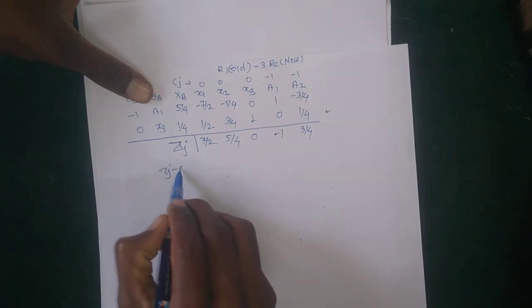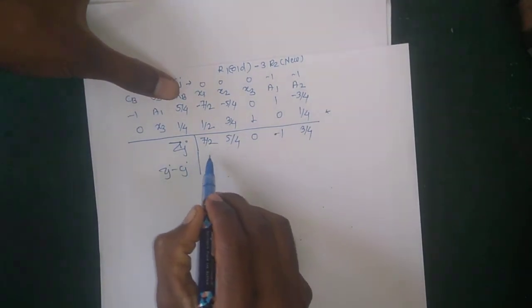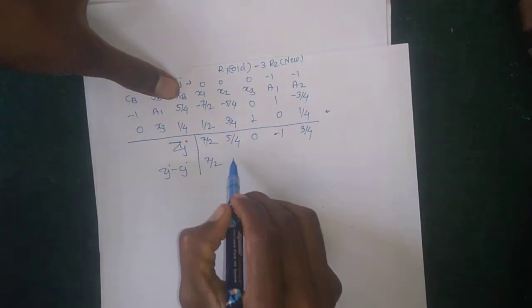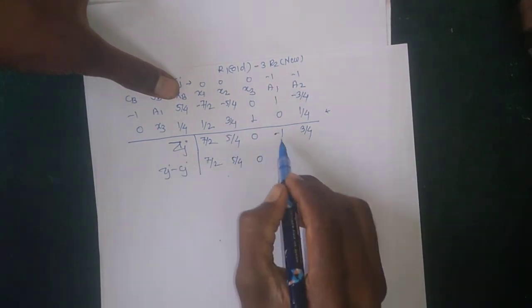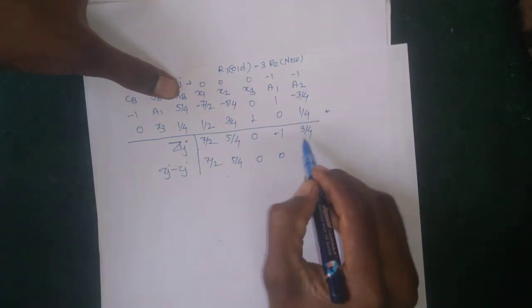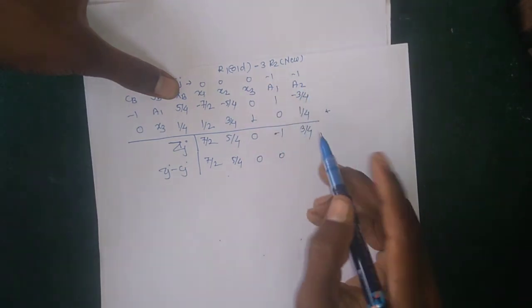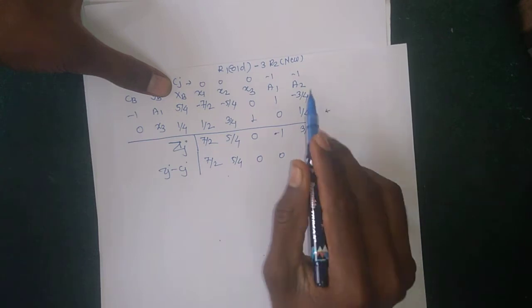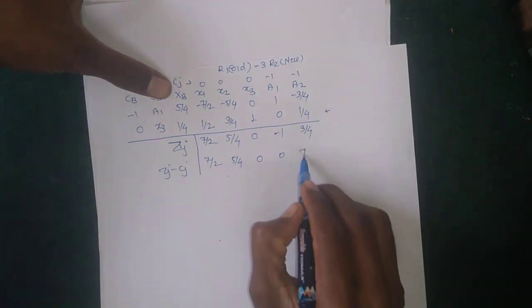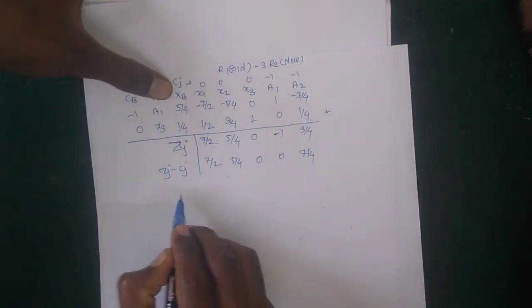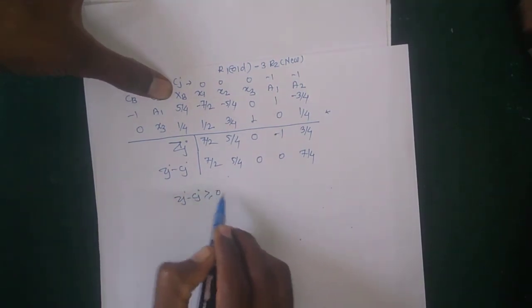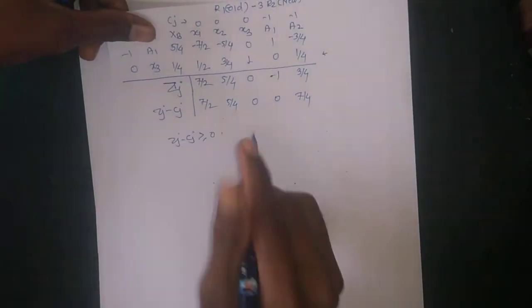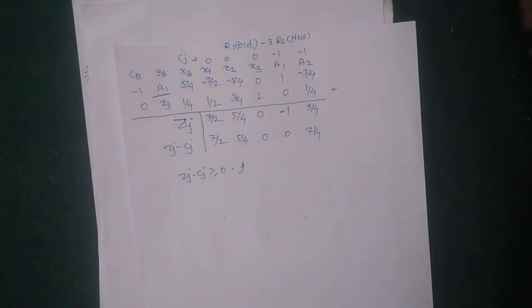Okay, then Zj minus Cj is 7 by 2 minus 0 is 7 by 2, 5 by 4 minus 0 is 5 by 4 as it is, 0 minus 0 is 0, minus 1 minus of minus 1 means 0, 3 by 4 minus of minus 1 plus 1 is 7 by 4. So here all Zj minus Cj are greater than or equal to 0, and the artificial variable is also in the basic variable column.